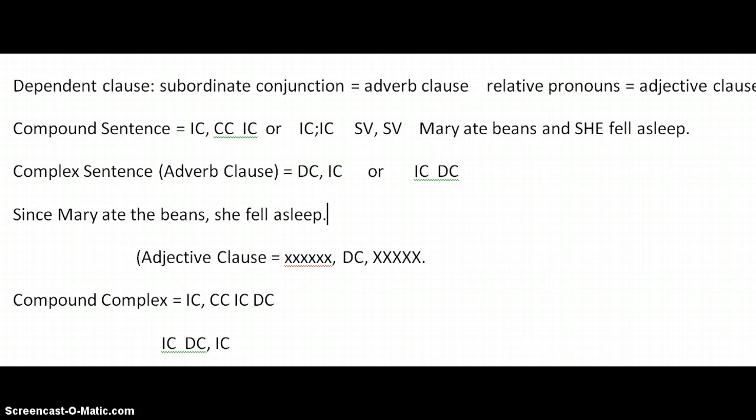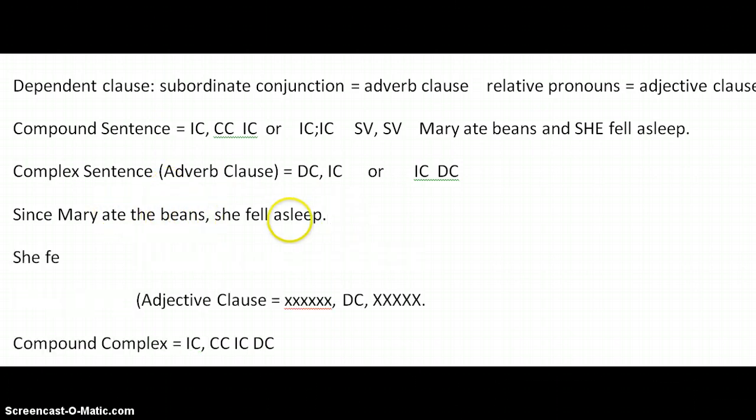Okay. So we have the comma here because we're starting with our adverb clause or our dependent clause or subordinate clause. Same thing, different names for it. But if we change the sentence around, she fell asleep since Mary ate the beans. It's not the clearest sentence at that point. We'd have to put Mary up here at the beginning. Mary fell asleep since she ate the beans. No comma because we're starting now with the independent clause.